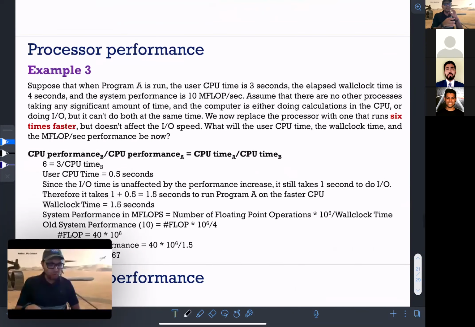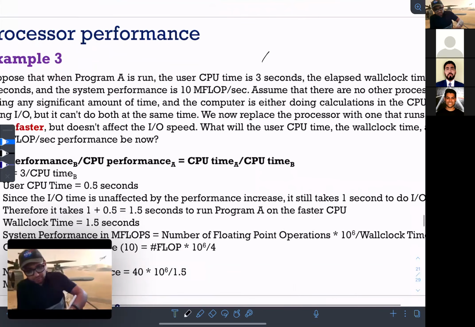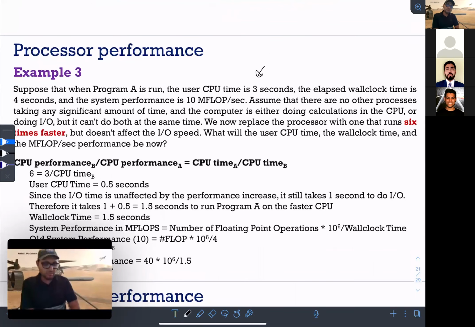Now we're gonna play a little bit. We just warm it up. Suppose there is a program, and this program is called program A, and you ran it on the CPU. The CPU time is 3 seconds, and the elapsed wall clock time is 4 seconds.